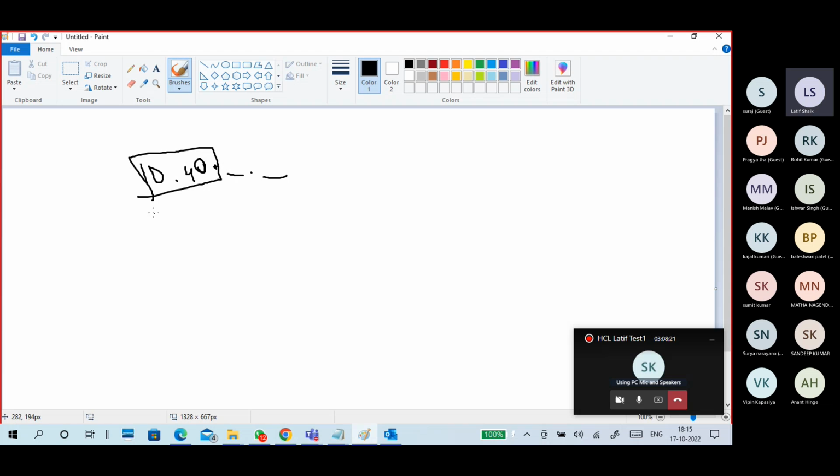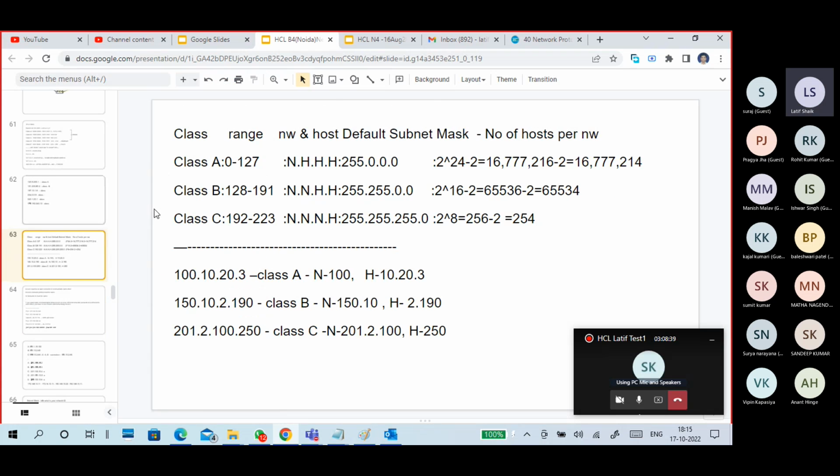Yeah, sir, that's what I'm telling. And what is the subnet mask? Have you seen any subnet mask? I'm not sure, I don't recognize it. No problem. Actually, 10 means which class? Class A, sir. Class A, right? Very good. Yes, this is class A.